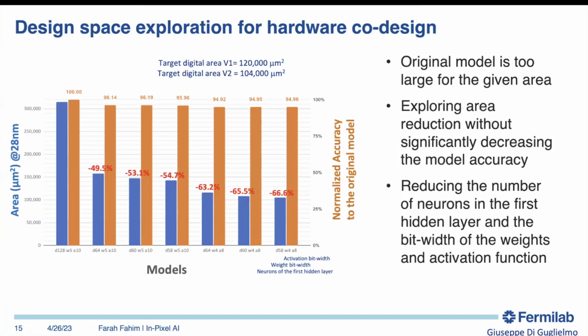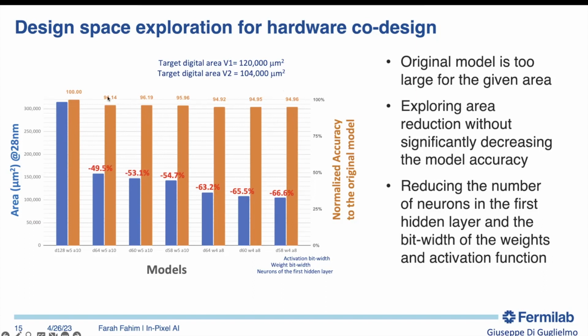Okay, so now moving from the quantized network that we originally came up with to implementing that quantized network on chip. If we took our very first network, which had 128 neurons with 5-bit weights and 10-bit activation function, we saw that it was taking a little more than 300,000, or 0.3 millimeter square area. If we set that performance as 100%, we then start doing design space exploration to see how we can reduce the area without significantly trading off the performance of the network.